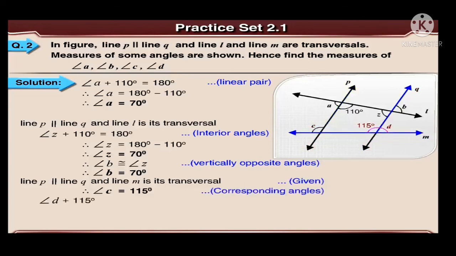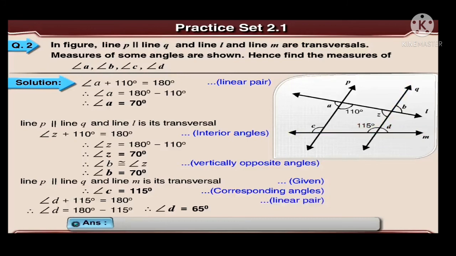Angle D plus 115 degrees is equal to 180 degrees as they are a linear pair. Therefore, angle D is equal to 180 minus 115 degrees. Therefore, angle D is equal to 65 degrees.